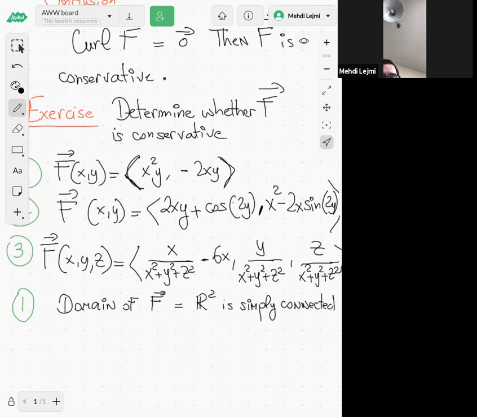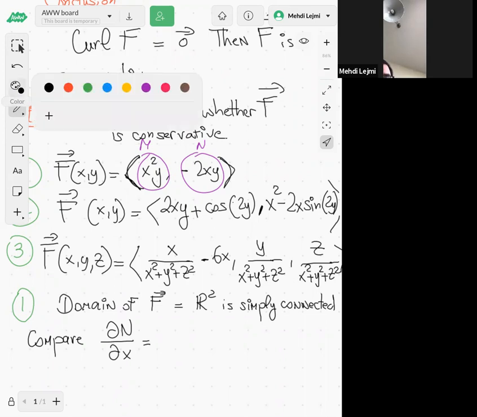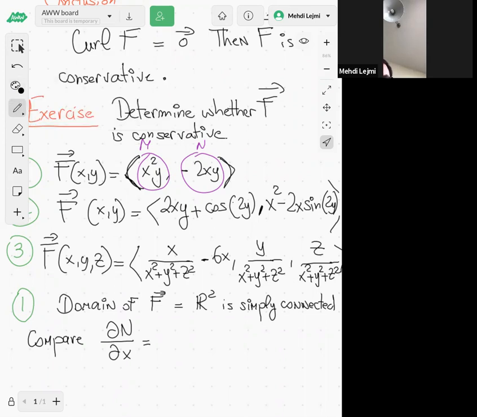So the first component, that will be my function M. The second component, that's my function N. So we have to compare partial N, partial x. So you assume y as a constant. And so the derivative of N with respect to x will be minus 2y. Right, so this is minus 2y.